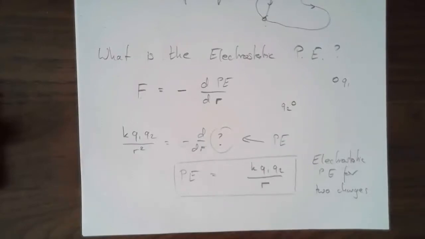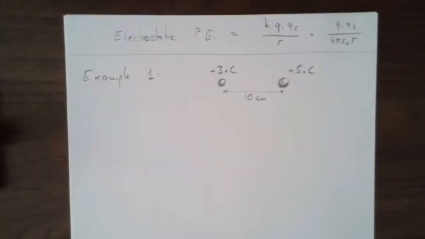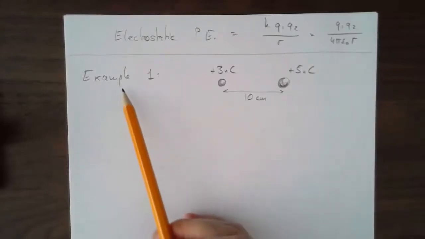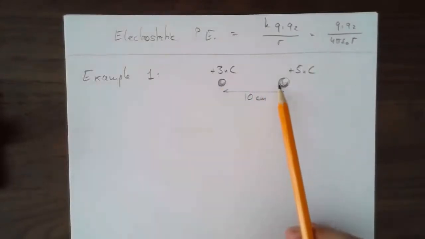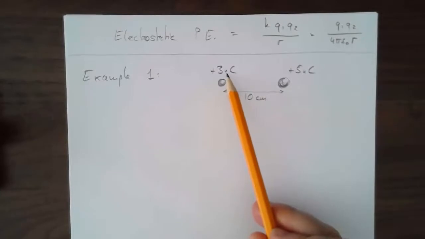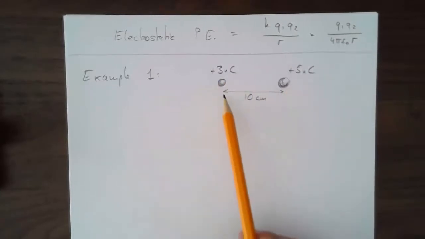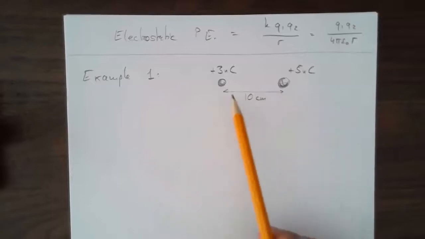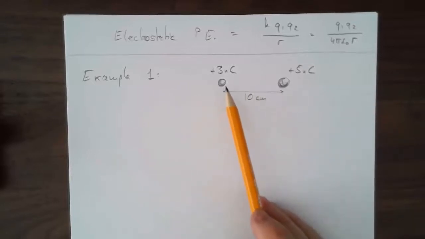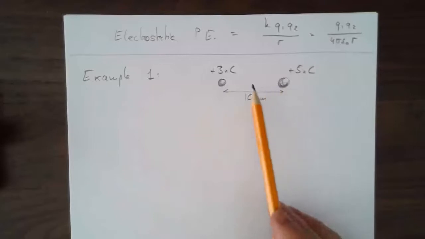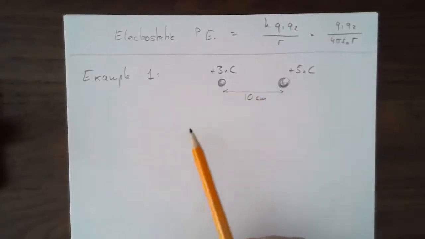Let's do some examples. Here's my first example. I have two particles. One is plus 3 nanocoulombs of charge, one is plus 5 nanocoulombs of charge, and I imagine putting them 10 centimeters apart. Maybe they're two grains of dust or two little metal marbles or something like that.